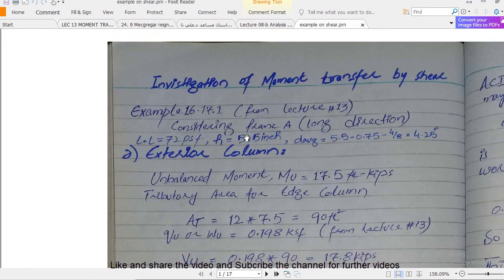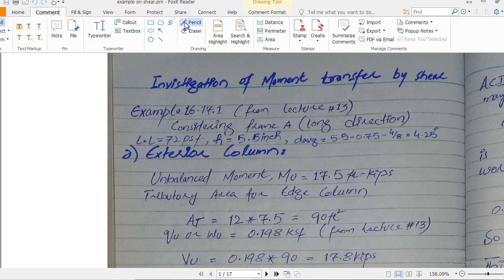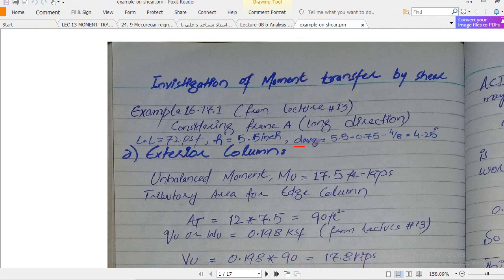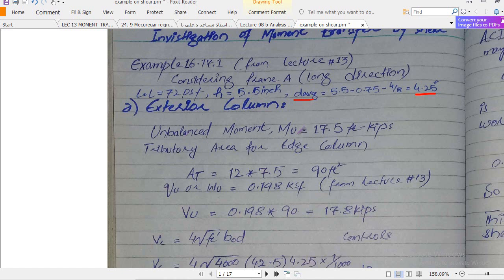So here we have the live load, which is already given in that example. The thickness of the slab is also given, that is 5.5 inch. The average depth is also given, that is 5.5 minus cover minus, they are using number 4 bar, so that is why the net or average depth of the slab is 4.25 inch, right? The unbalanced moment, we already determined in that example, right?